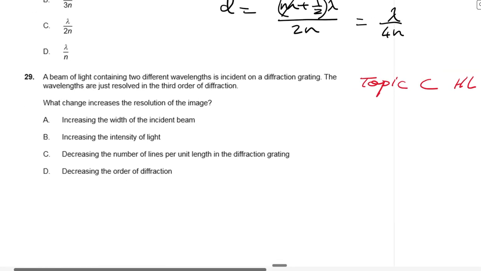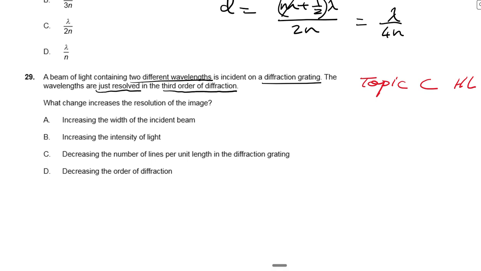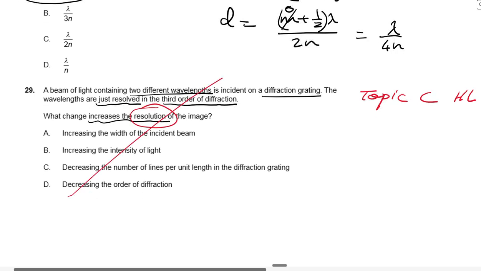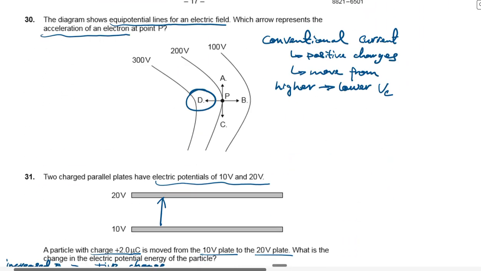Now let's move on to this. A beam of light containing two different wavelengths is incident on a diffraction grating. The wavelengths are just resolved in the third order of diffraction. What change increases the resolution of the image? Now, this is old syllabus as well, resolution, and we have a formula for that, but we do not need to do this, so let's avoid this question.